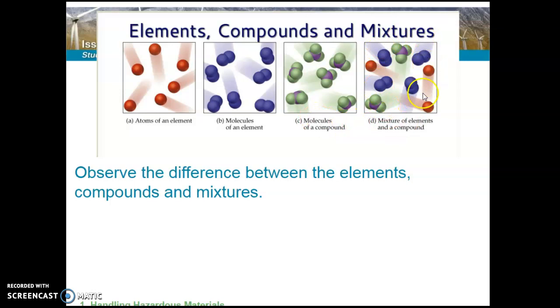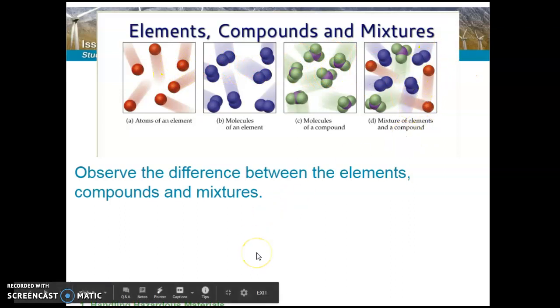And then finally, this would be a mixture. This is a mixture here because we have atoms, elements, and compounds all hanging out together in the same space. Notice they are not chemically bonded together. And that's really the main difference between a mixture versus other compounds, molecules, and elements that are chemically bonded together. You can see that they're not bonded together.